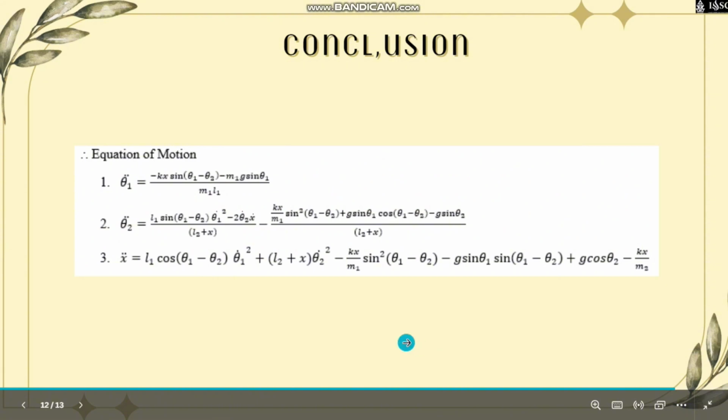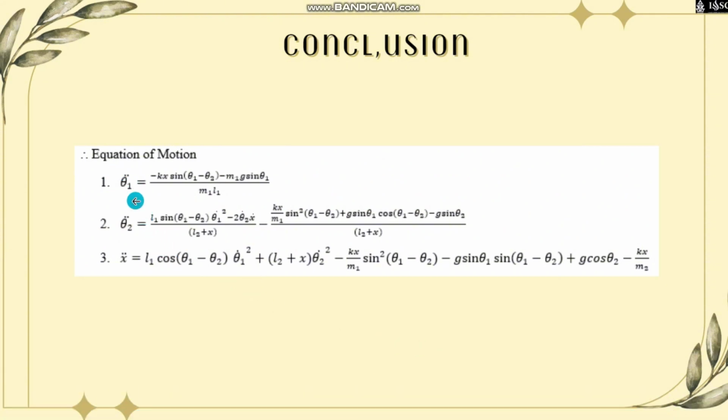So the conclusion is there are 3 equations of motion: the first one is theta 1 double dot, then theta 2 double dot, and x double dot.